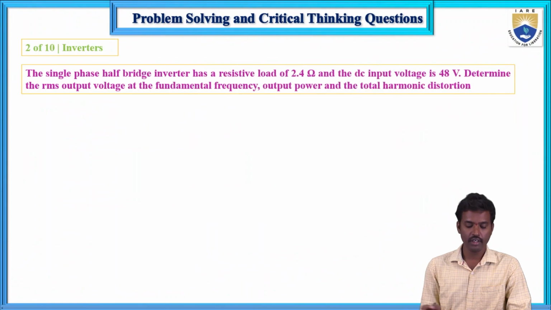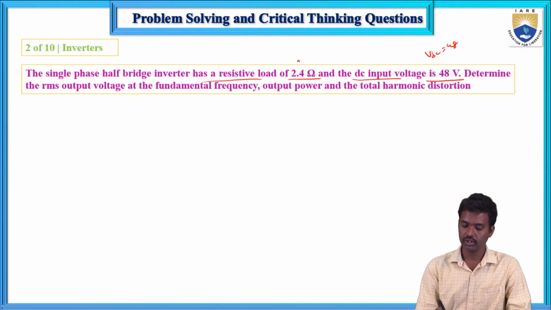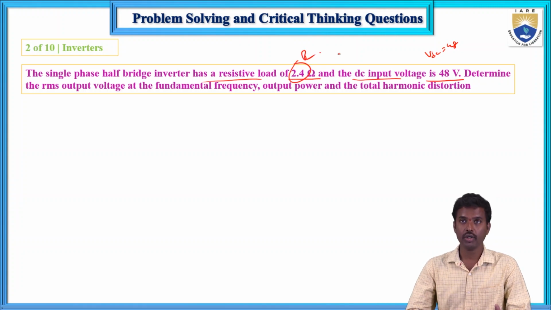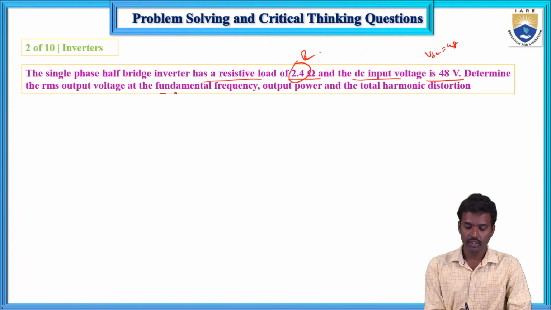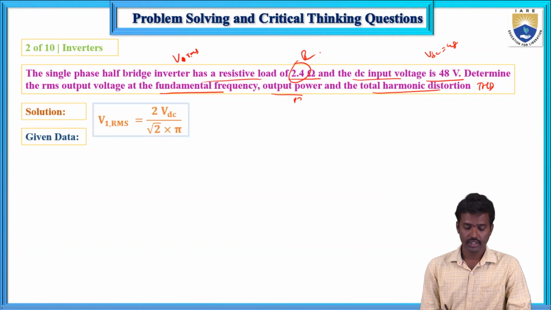Next, second question. A single phase bridge inverter has a resistive load of 2.4 ohms and the DC input voltage is 48 volts. So VDC equals 48 volts. Same as the previous problem, same procedure. Here you need to calculate V1 RMS, the output RMS at fundamental frequency, P0, and total harmonic distortion THD. First, same formula, 2 VDC by root 2 pi.